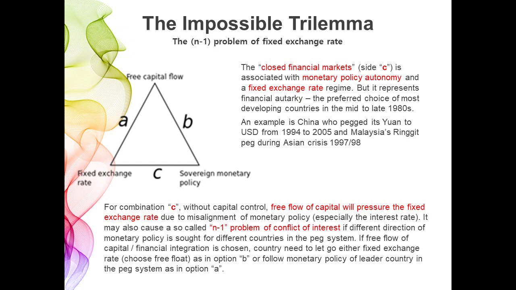of monetary policy, especially the interest rate. It may also cause a so-called N-1 problem of conflict of interest, if different direction of monetary policy is sought for different countries in the peg system. If free flow of capital or financial integration is chosen, a country needs to let go of either the fixed exchange rate, to choose free float as in option B, or follow the monetary policy of the leader country in the peg system as in option A.